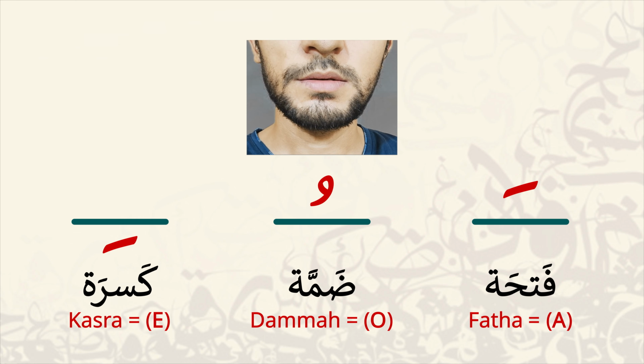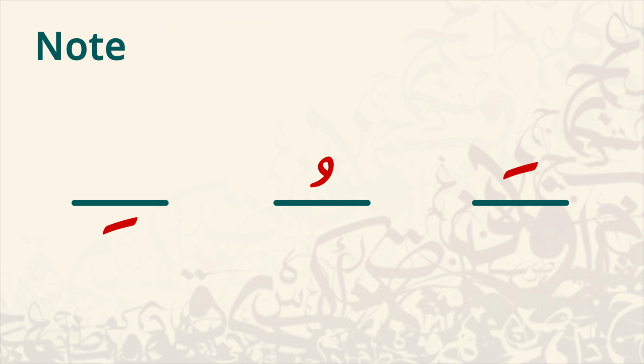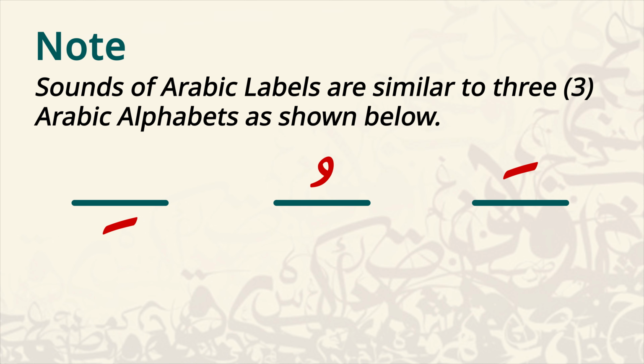And here is a very important point. These three sounds are equivalent to the sounds of three Arabic alphabets: Alif, Waw, and Ya. I want you to remember this note because we're going to need it when we talk about long vowels later in the course. Let's see how we pronounce letters with these labels.